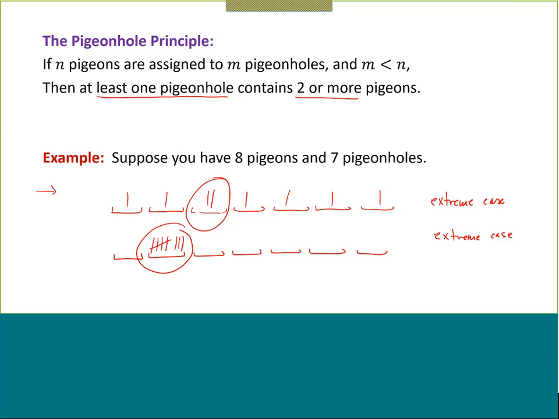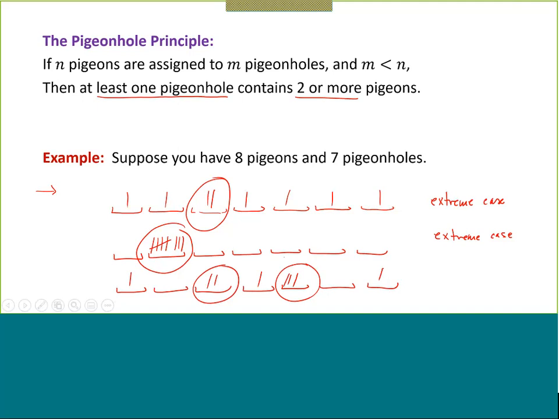Okay? Now, somewhere in the middle, so not an extreme case, well, what can happen with not an extreme case? Maybe you have something like this. What is that, 6, 7? Maybe you have something like this, throw in the 8 pigeons across the 7 pigeonholes. Maybe you've got some of them that have double bunked. Maybe you've got some of them that are single. Here, we've got more than one pigeonhole that has 2 or more pigeons.